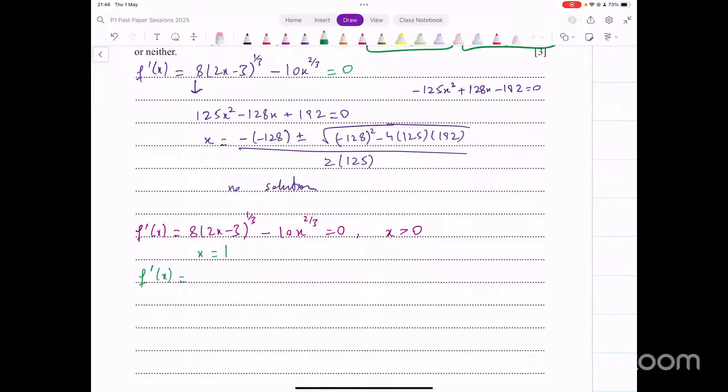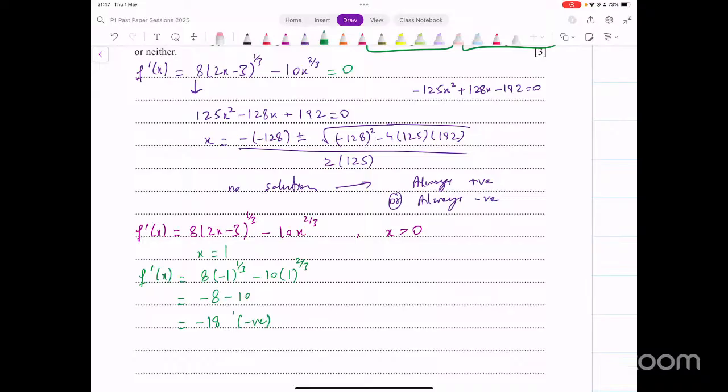If I input 1 here, I would get 8 into minus 1 power 1 over 3 minus 10 into 1 power 2 over 3. And that simplifies to minus 8 minus 10, and that's minus 18. That means there's at least one value at which the derivative is negative. So we were saying it's either always positive or always negative. It can't be always positive because we're getting at least one negative answer here. This proved that it's either always positive or always negative. It has to be exactly one of these.